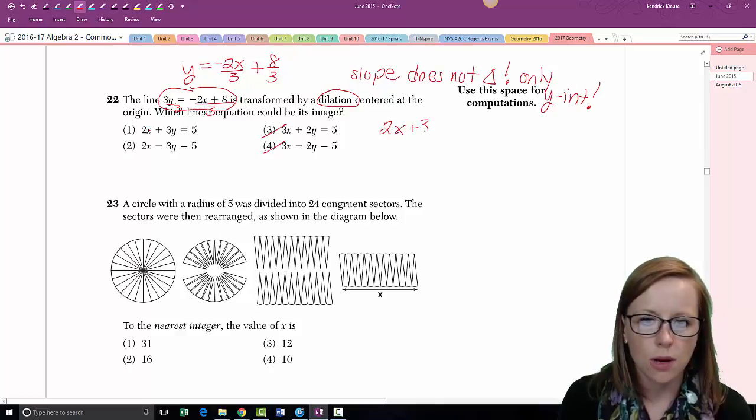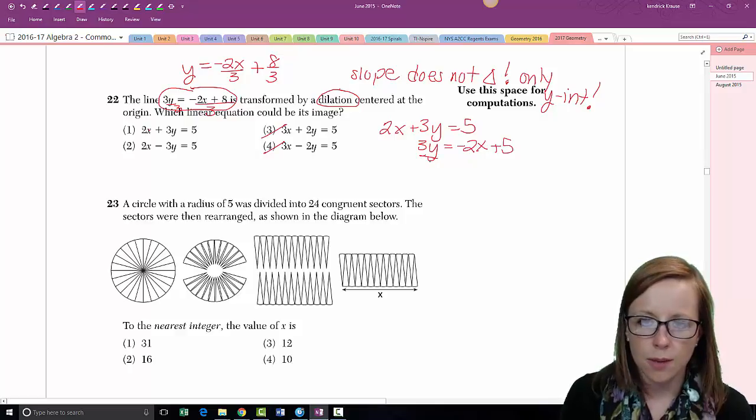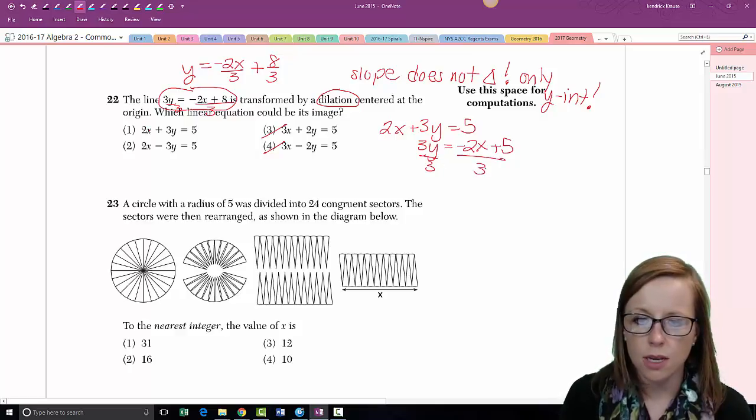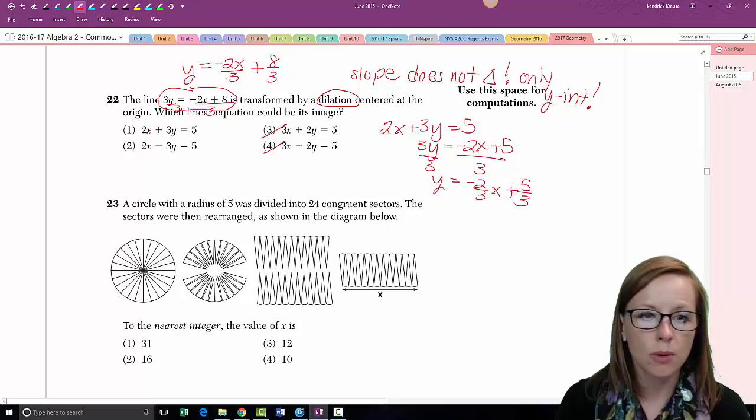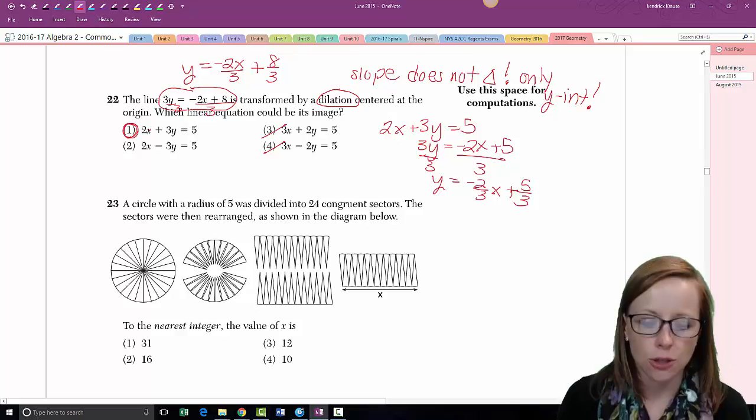2x plus 3y equals 5. I'm going to subtract the 2x and leave it in the right order. Divide by 3, divide by 3. Okay. Y is equal to negative 2/3 x plus 5/3. Does that have the same slope? Yeah. Okay.